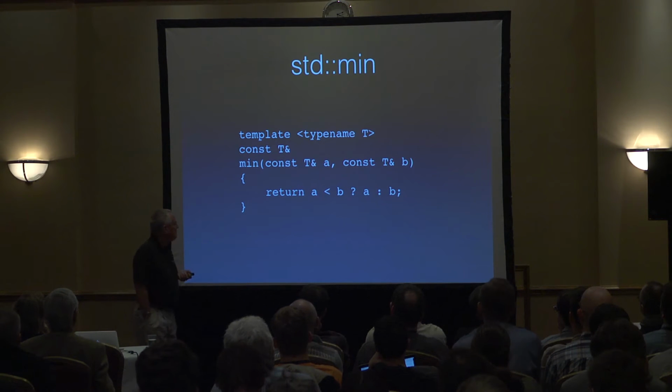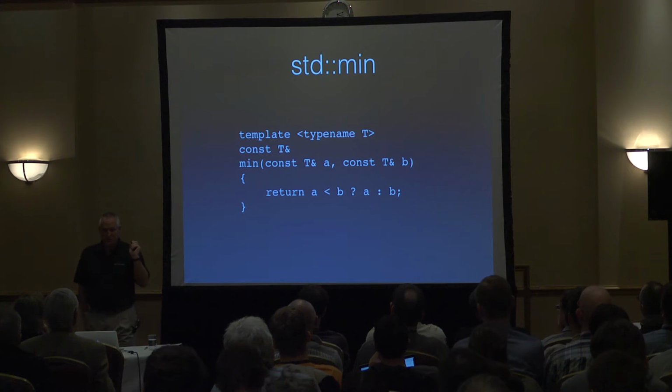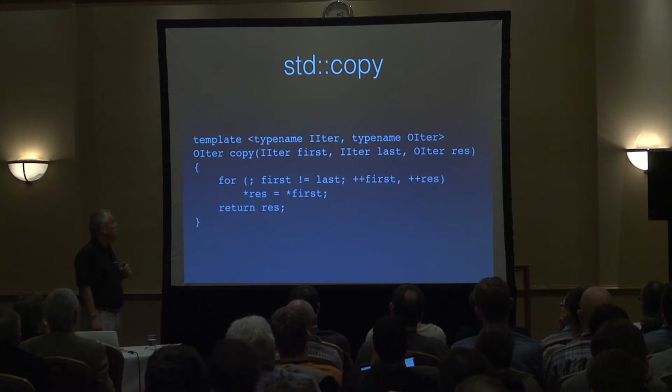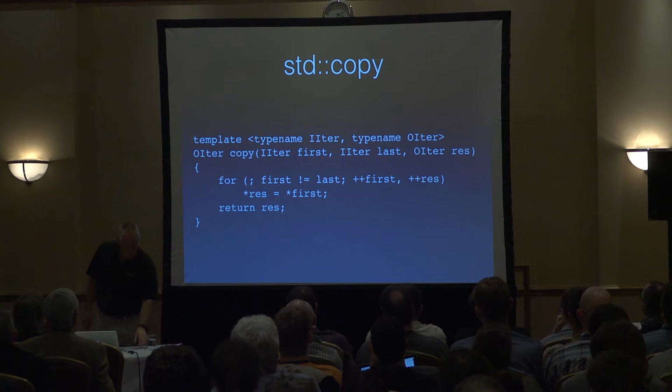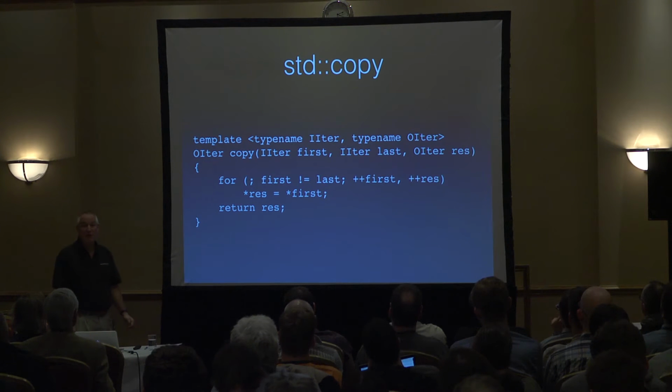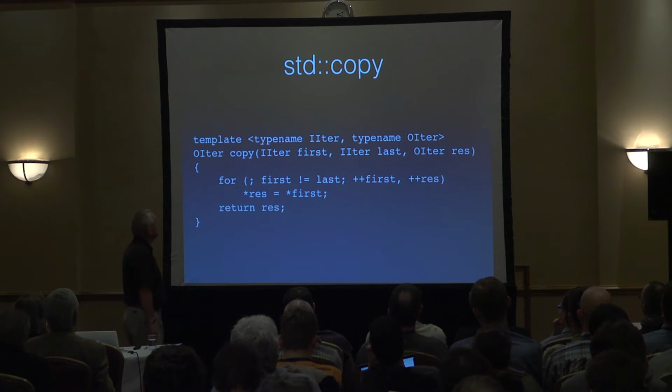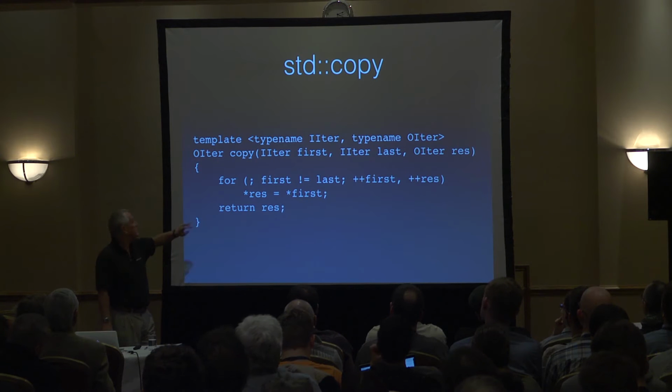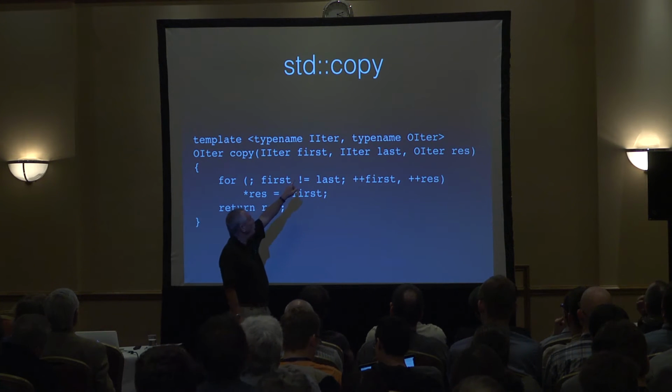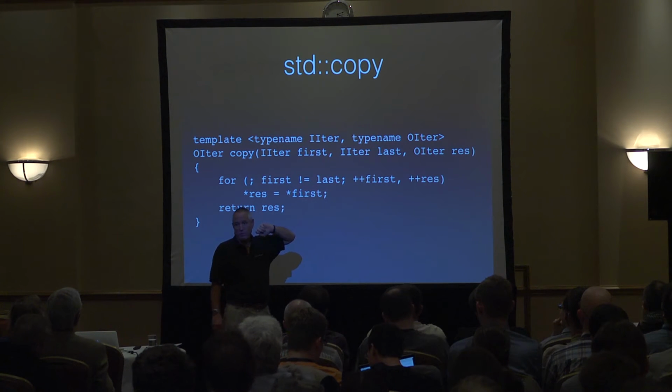OK, I talked about copying strings earlier, and so it seems reasonable to talk about std::copy. std::copy is a little more complicated than copying strings, but not very much. So it's a template function. Again, it takes 2 template types as template parameters. It takes 2 different iterator types, as a matter of fact.